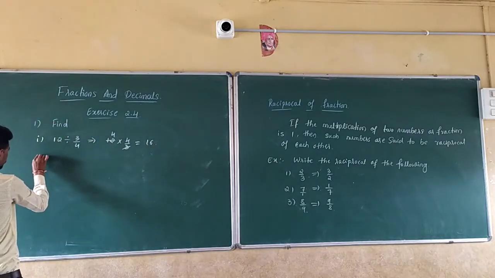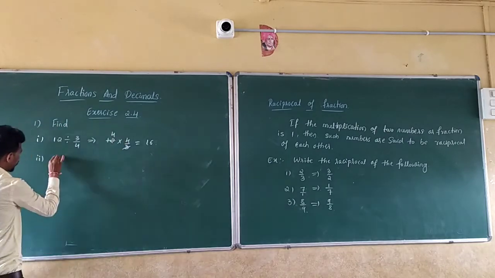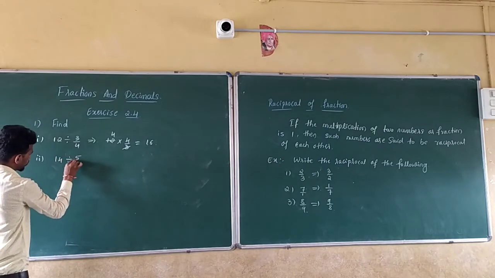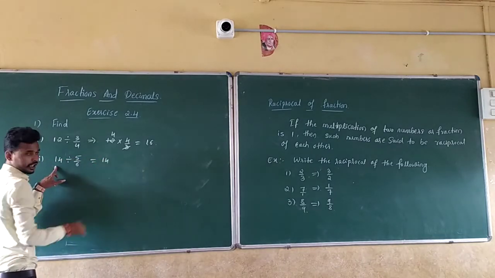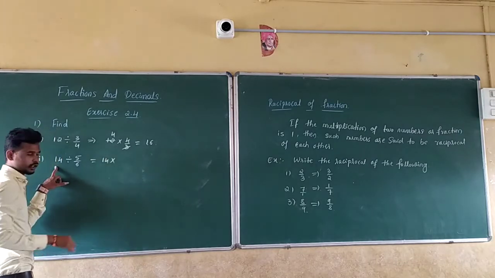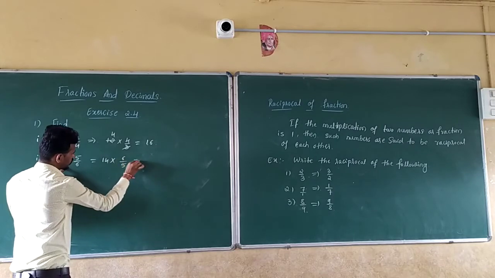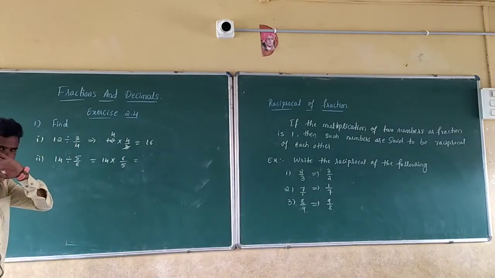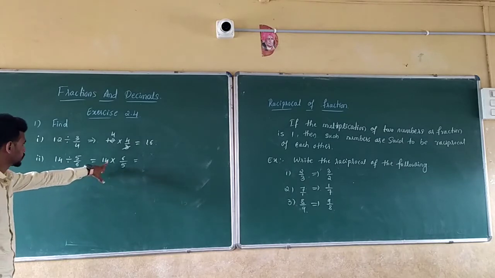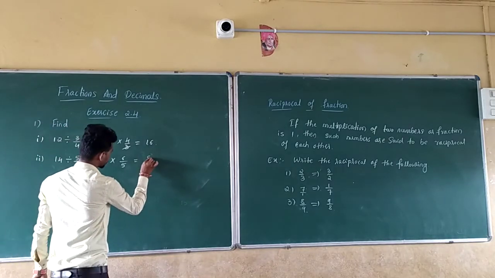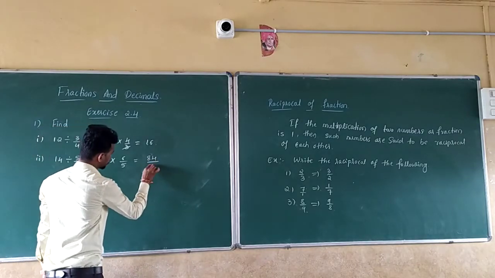Next, second one, 14 divided by 5 by 6. Keep the first number as it is, change the symbol into multiplication, and reverse this one. 5 by 6 will become 6 by 5. Next, 14 sixes are 84, divided by 5.